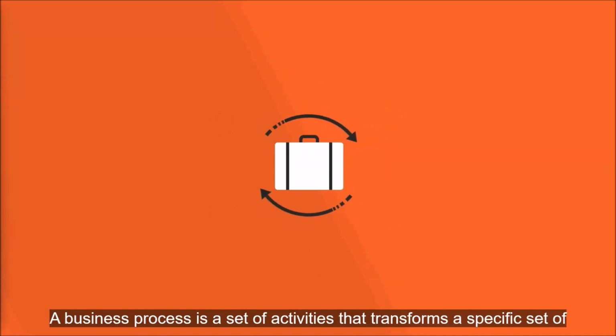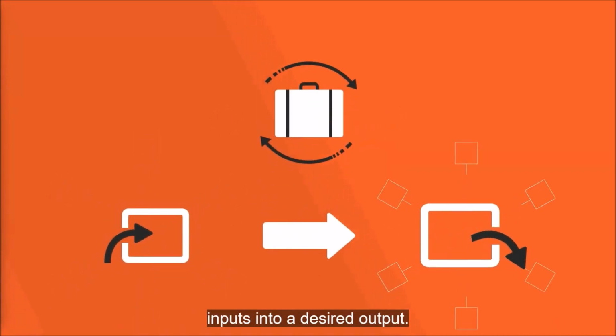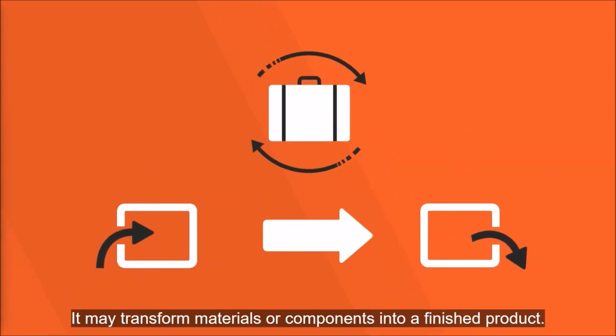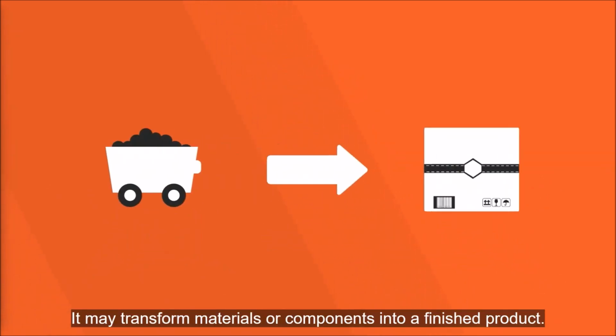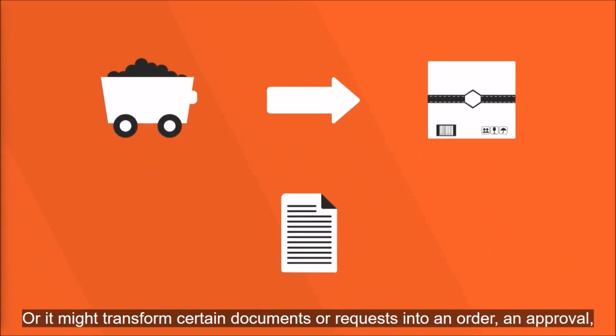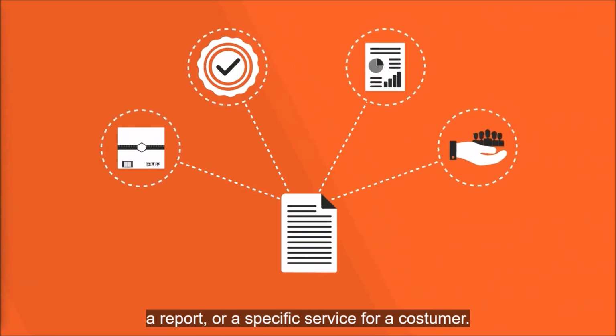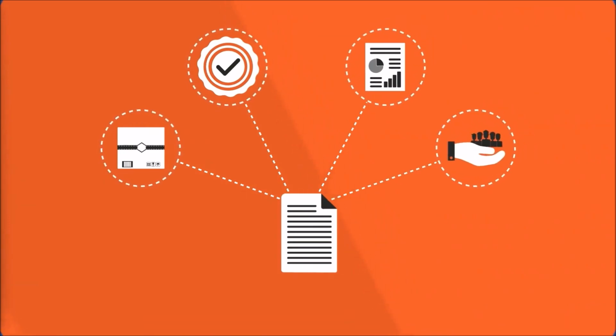A business process is a set of activities that transforms a specific set of inputs into a desired output. It might transform materials or components into a finished product, or it might transform certain documents or requests into an order, an approval, a report, or a specific service for a customer.